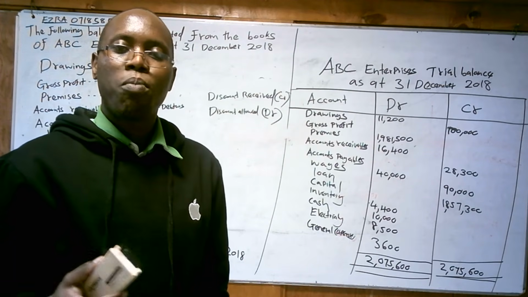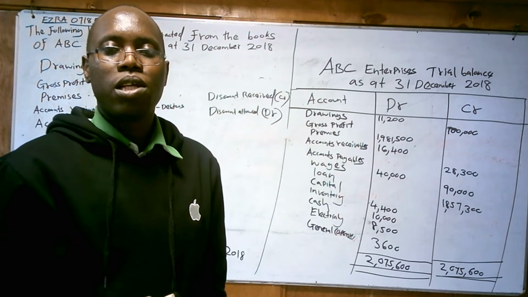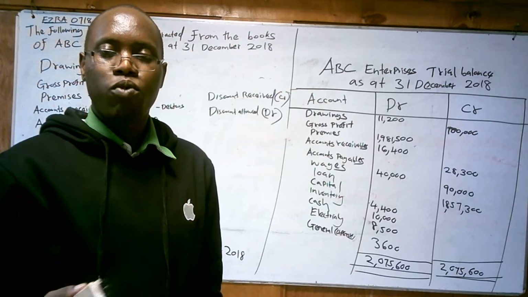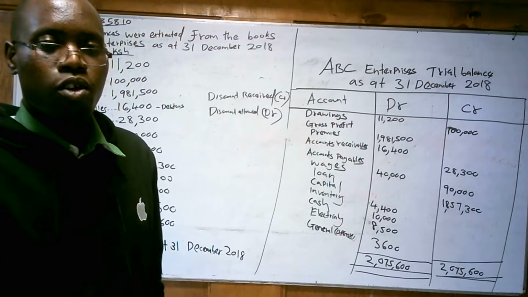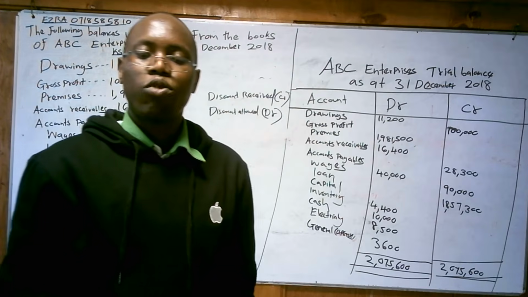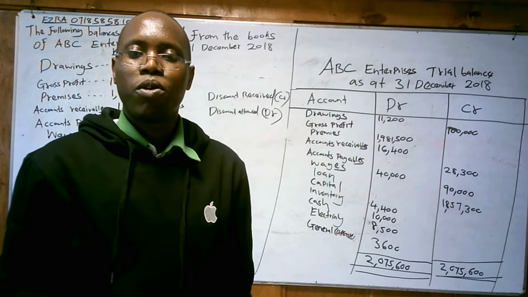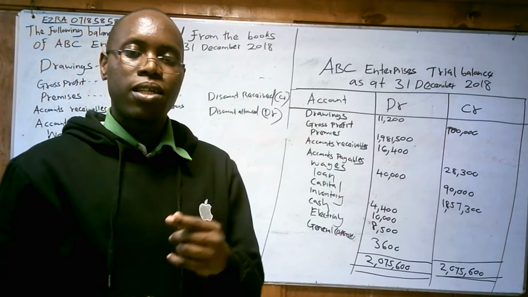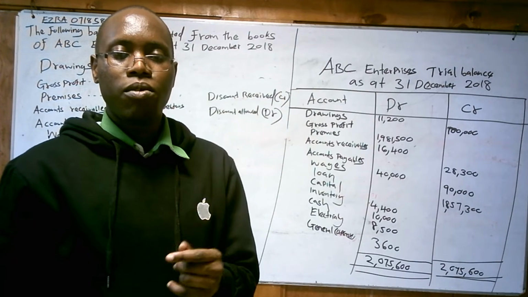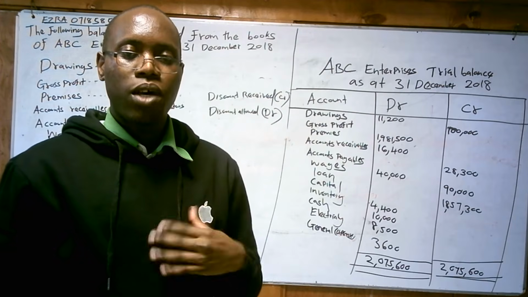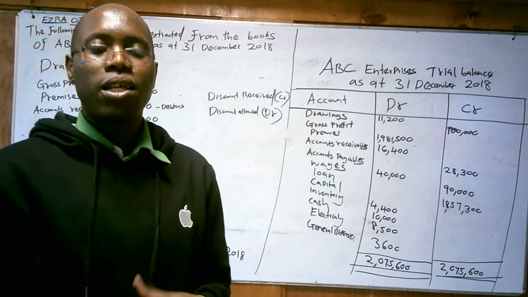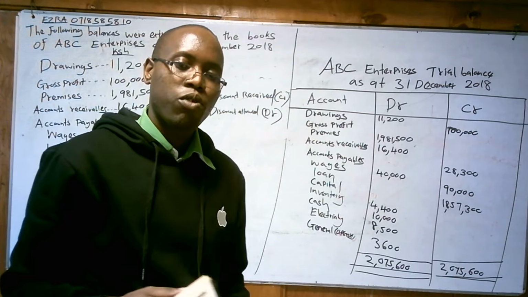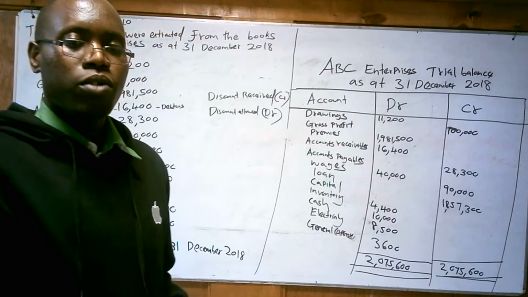If you were to have commission received, that's an income, it will appear on the credit side. And then a commission paid is going to be an expense, it's going to appear on the debit side. So that's what you need to know. Commission received will appear on the credit side because that's an income. Commission paid, we are the one paying, so it's going to be an expense to us. It's going to appear on the debit side.